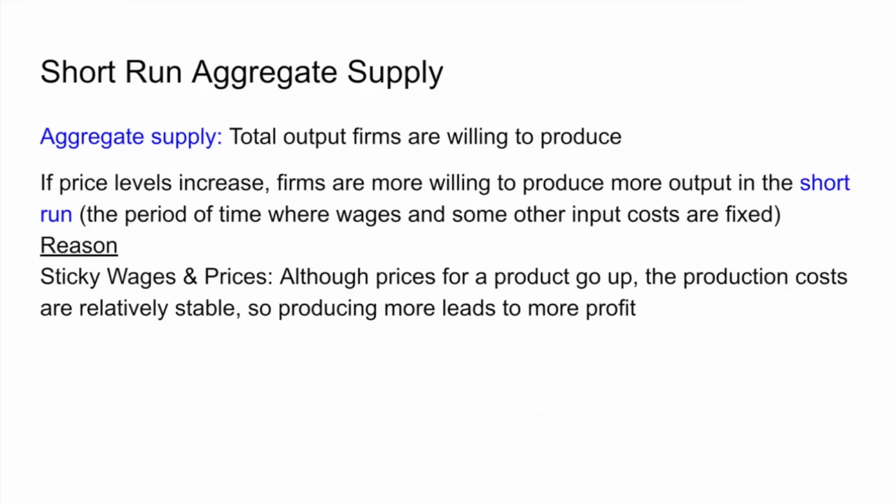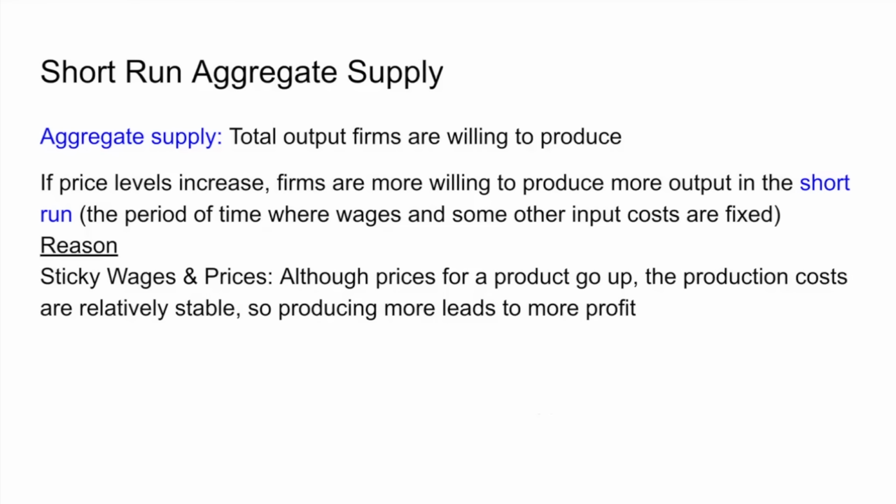So as an example, if general price levels were to double in a single day, including for a certain company's product, however, wages are set for a contract of, let's just say, 1 month. All right, so the company would make twice as much revenue, but the input costs would stay relatively constant.